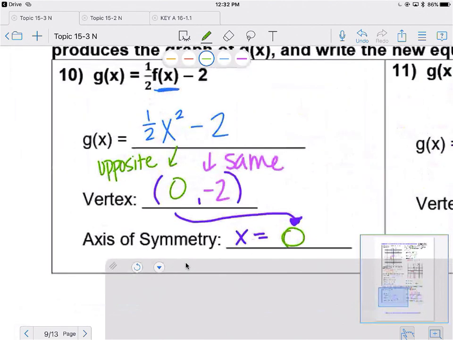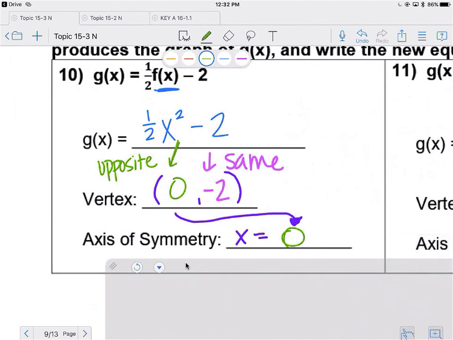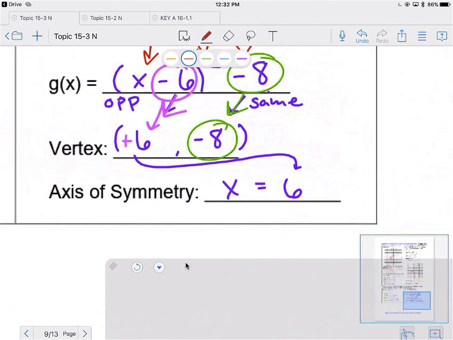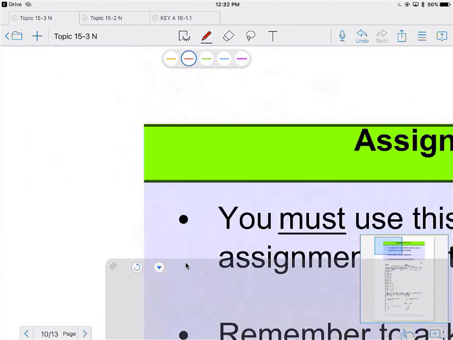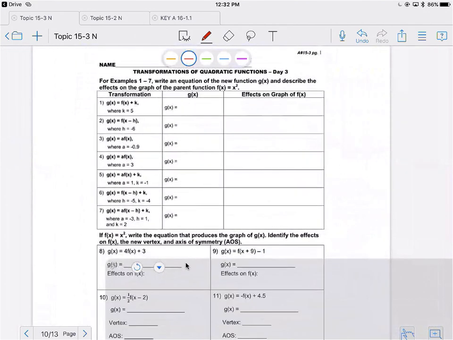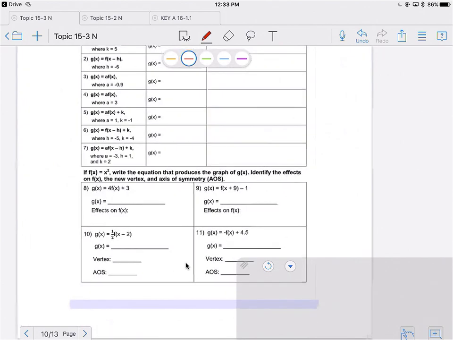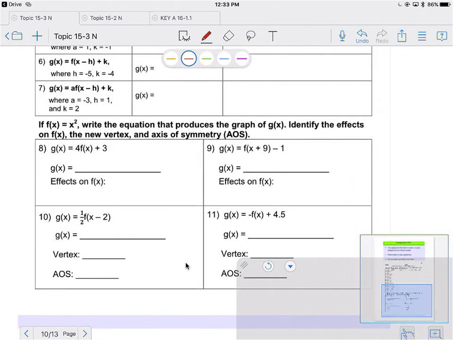On problem 10, if there's nothing inside the parentheses or if there's nothing that follows, you use a 0 as a placeholder because there's no movement. And then my axis of symmetry is always x equals the x from my vertex. So on these, remember you're doing the same thing we did. We started some of it for you. Make sure you are able to identify your vertex from the equation.